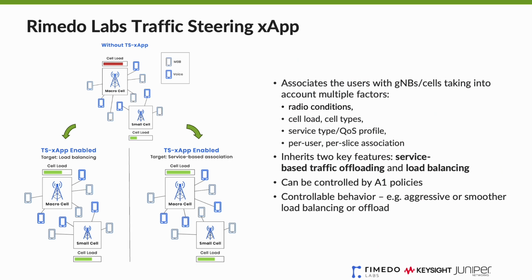The aim of Rimedo Labs Traffic Steering xApp is to associate users with cells on the basis of multiple factors like radio conditions, cell load, and service profile identified by 5QI. The Traffic Steering xApp includes two key features: load balancing, aimed at equalizing the load between cells, as visible in the bottom left part of the picture, and service-based traffic offloading, aimed at associating users with cells according to their quality of service flow characteristics, as illustrated in the bottom right part of the picture. The behavior of the Traffic Steering xApp can be controlled by A1 policies, both for load balancing and traffic steering features.